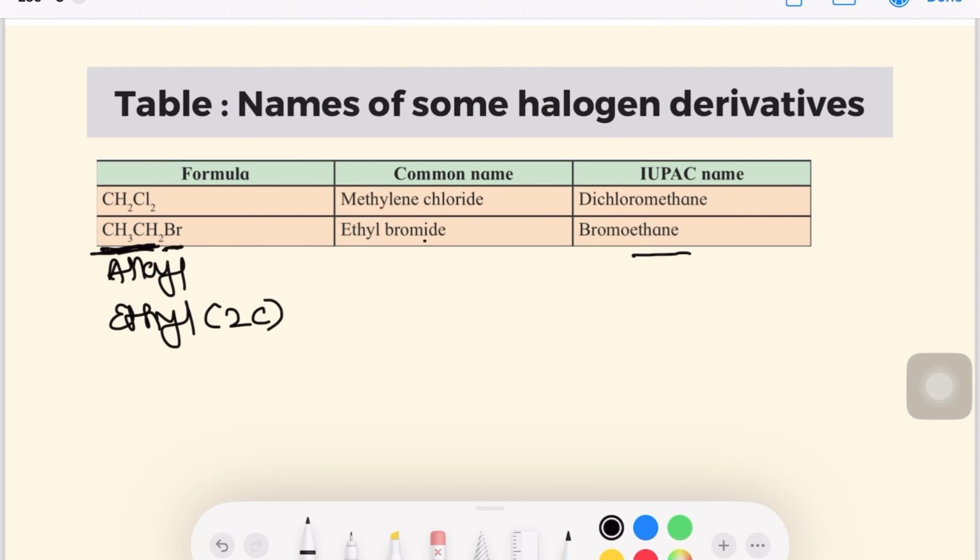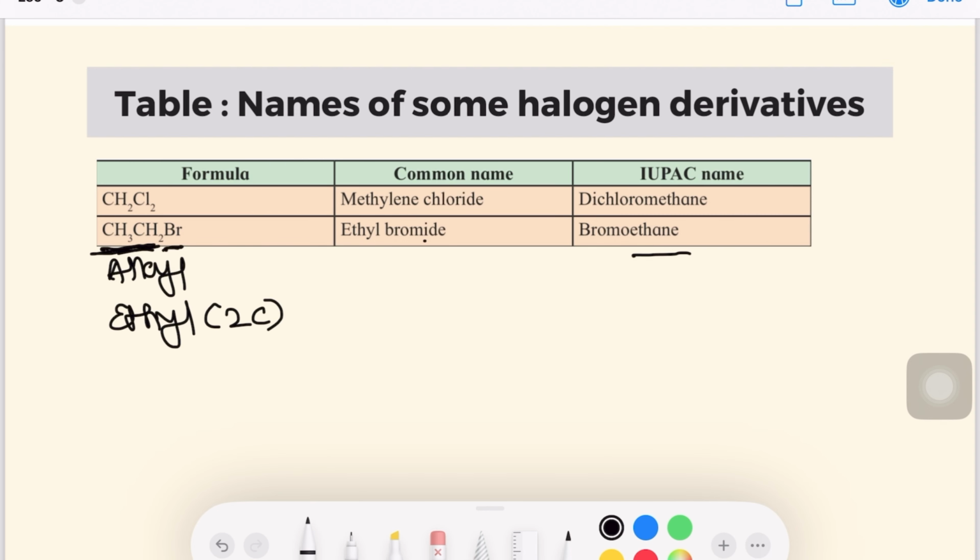And the IUPAC name is given as follows: select the continuous longest straight carbon chain, marked by the bracket. Then give the numbering so that the halogen atom gets the lowest number, either from this side 1, 2, 3 or from the other side, it is one and the same. Always chlorine occupies the second carbon atom. So the name of this compound is haloalkane, meaning the halogen is chlorine. Chlorine is present at position 2, so 2-chloropropane.